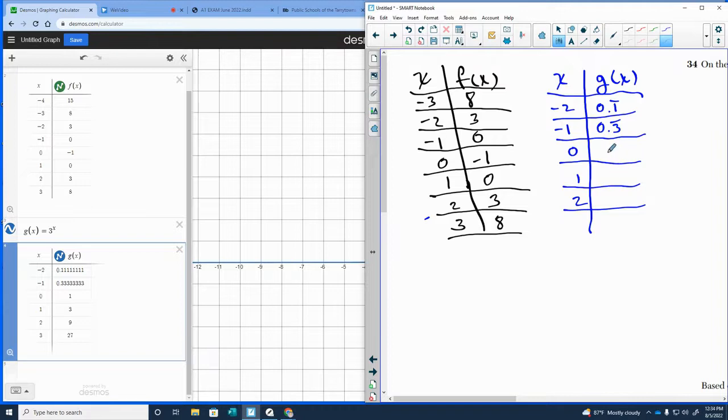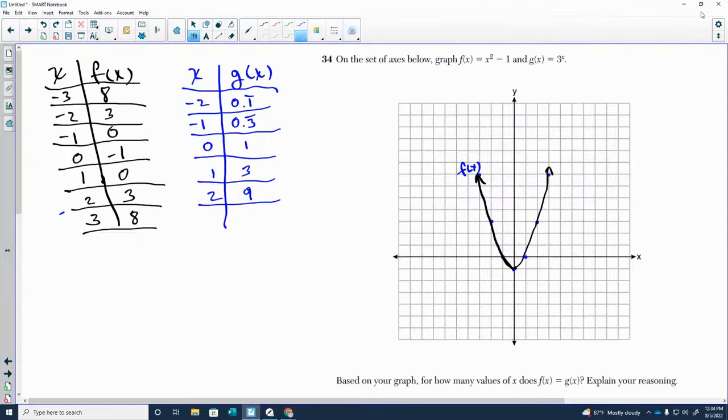And then we get some easier points to graph. 0, 1, 1, 3, and 2, 9. All right, cool. All right, so I'll make these points, I'll make them red.